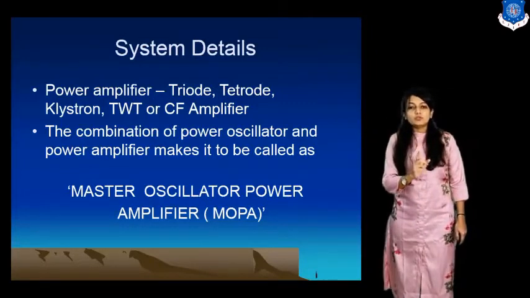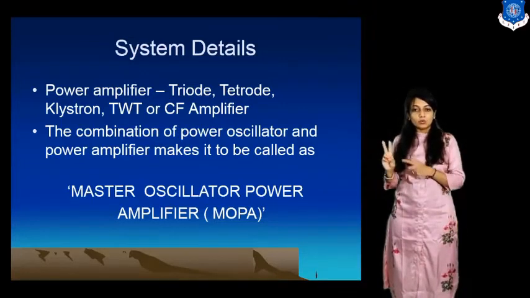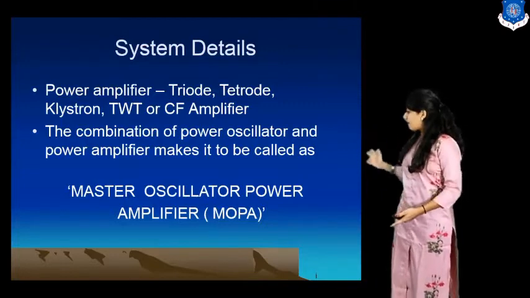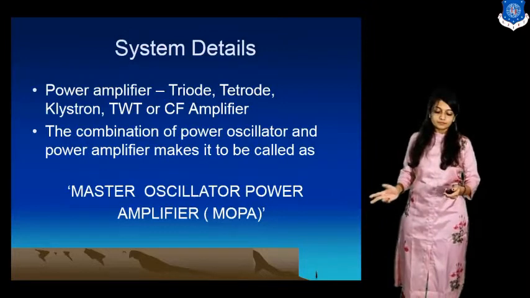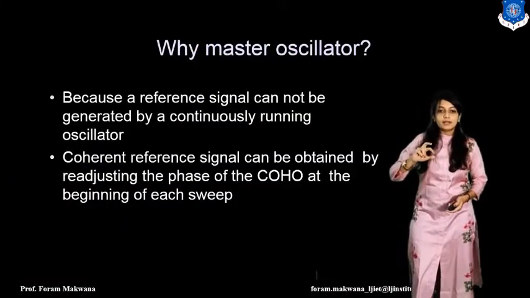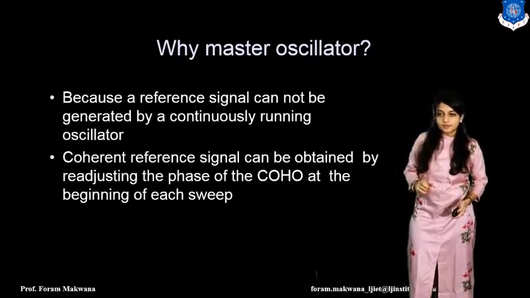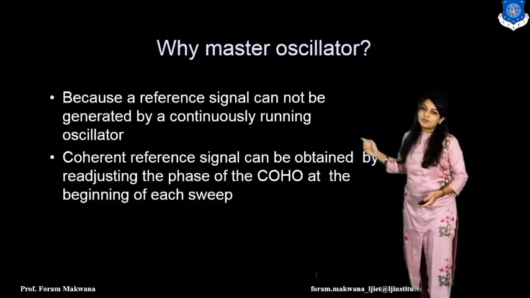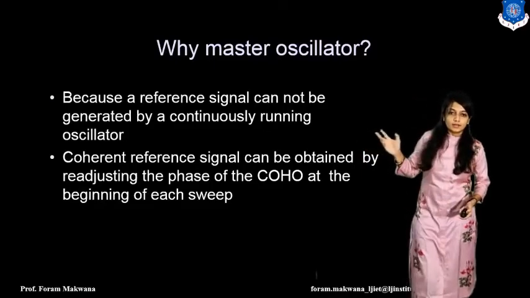But if we are going to use the power oscillator and the power amplifier both at the same time, we can say that it is my master oscillator power amplifier. Alright? Why are we going to use the oscillator and the amplifier both at the same time? The reason is, the reference signal cannot be generated by a continuously running oscillator.